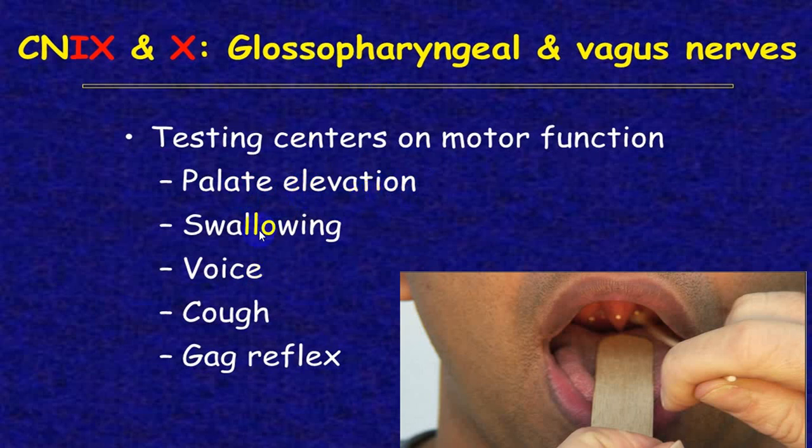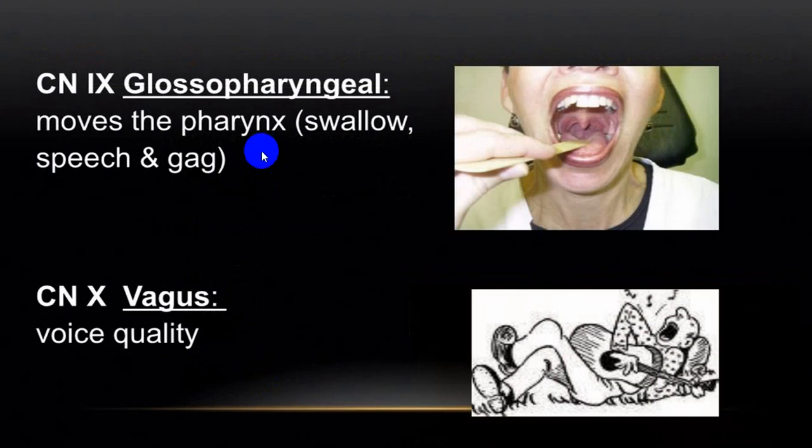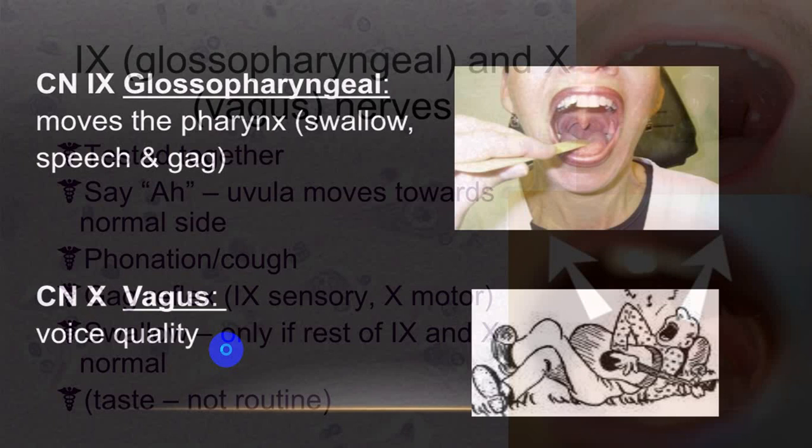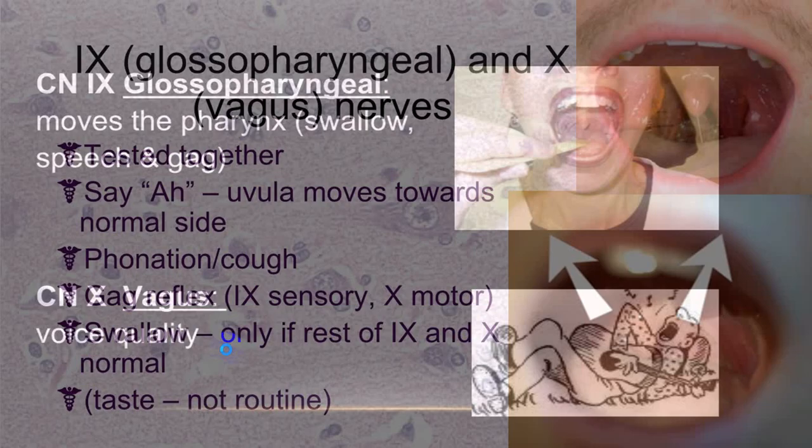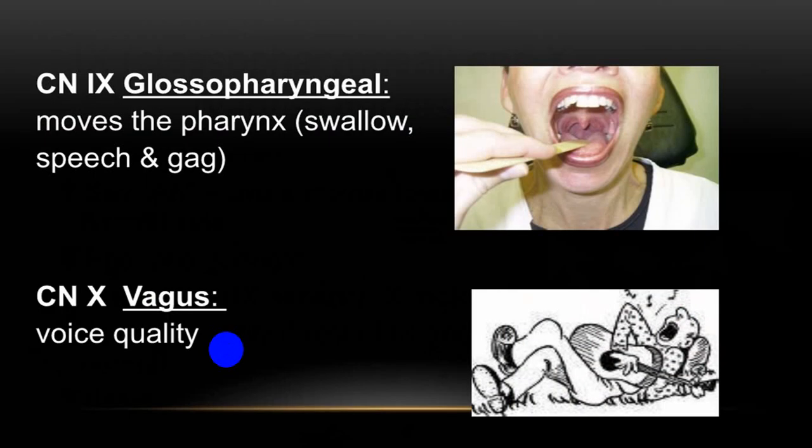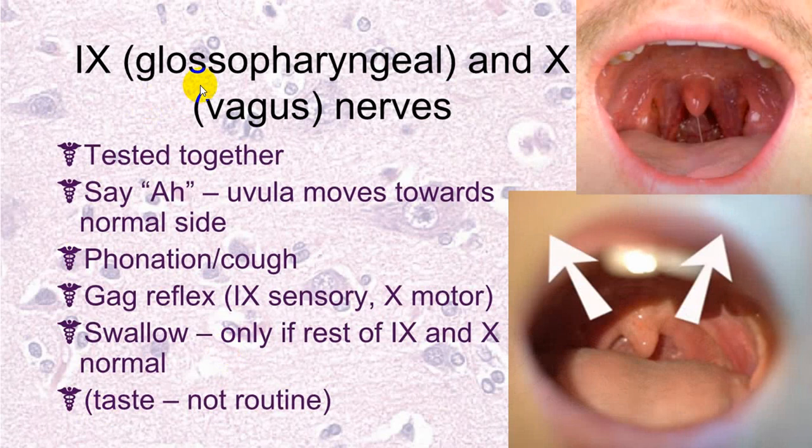While testing for the 10th, we look for the voice character, cough reflex, and together we look for the gag reflex. So glossopharyngeal is for the movement of the pharynx, swallowing reflex, and it takes part in gag reflex, while vagus nerve is mainly concerned with vocal cord, which will be for sound production.